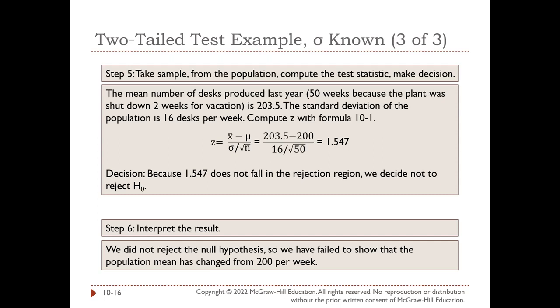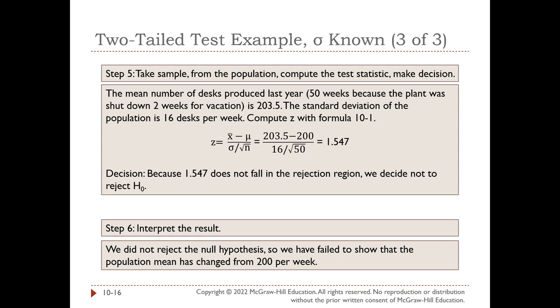So, the mean number of units produced last year, 50 weeks because the plant was shut down 2 weeks for vacation, is 203.5. The standard deviation of the population is 16 units per week. We're going to compute the z value: x bar minus mu divided by the standard deviation divided by the square root of our sample size. So this ends up being 203.5 minus 200 divided by 16 divided by the square root of 50, which comes out to 1.547.